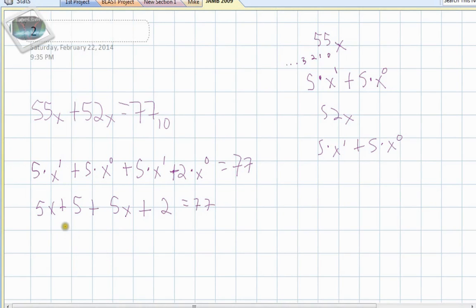Okay, so then we simplify. Here we have 2 common terms, so we're going to have 10x plus 7 equals 77. We're going to subtract 7, right? And then we're going to get 10x is equal to 70, so that x is equal to 7. And that's your answer.